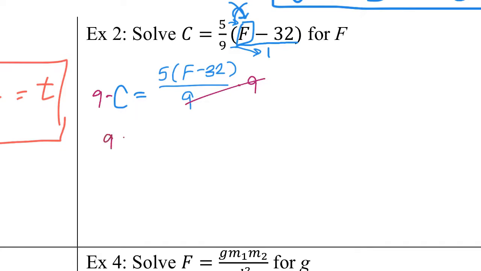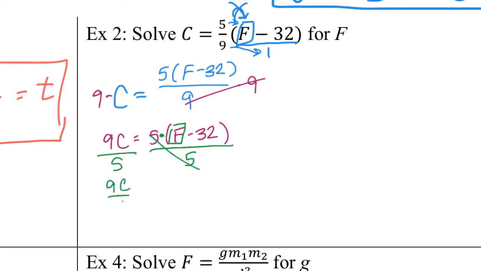So we end up with 9c equals 5 parenthesis f minus 32. Now again, don't distribute the 5, you're going to make your life harder. So instead, I need f, but this is really multiplying. So to undo the multiplication, we're going to divide by 5. So 9c over 5 equals f minus 32.